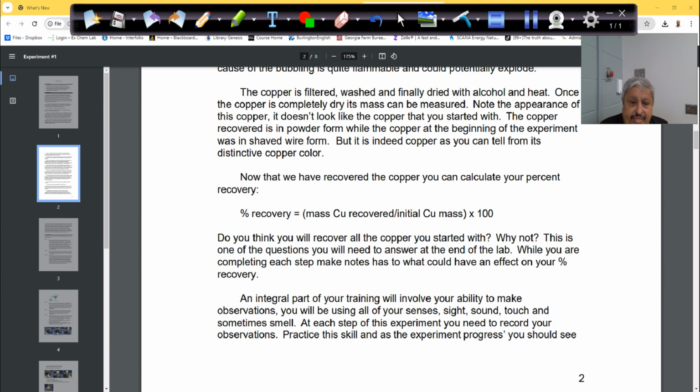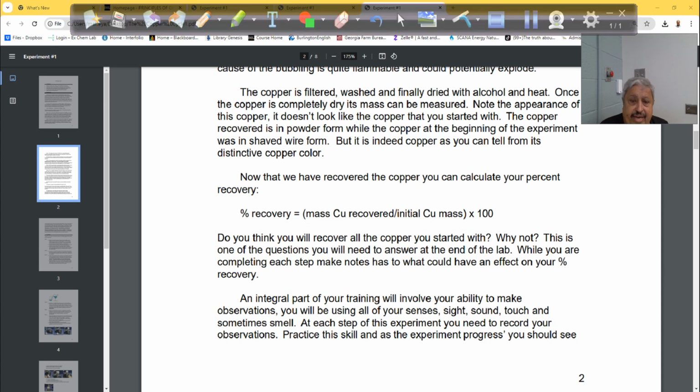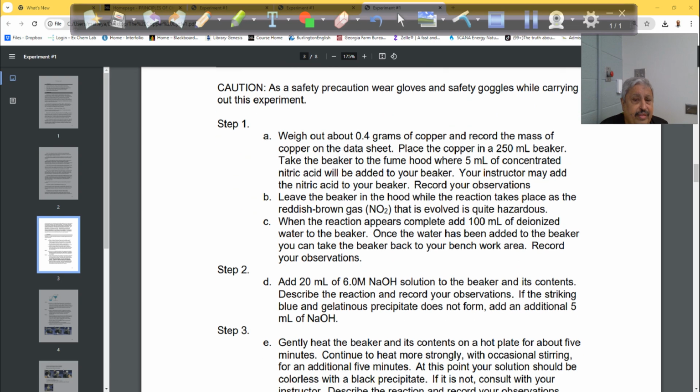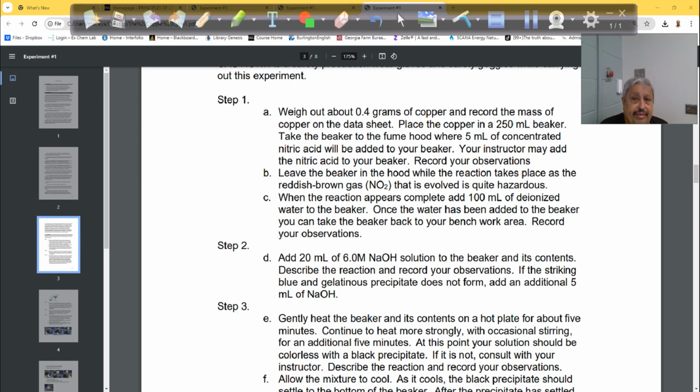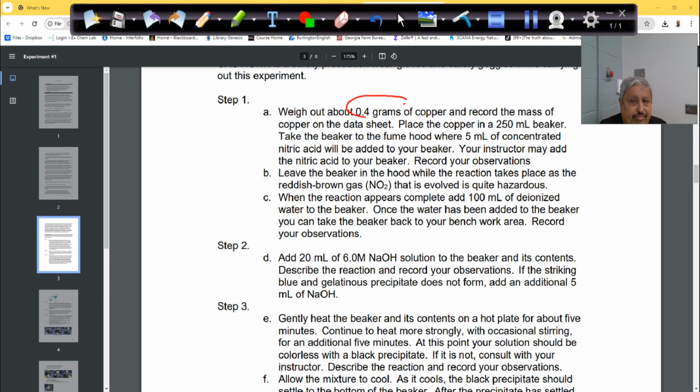So now let's go look at the procedure here, guys. Procedure is straightforward. So step 1, you will weigh just quick. You weigh about, as I told you, 0.4 grams of copper pieces, and you put them in a 250 mL beaker here, and you put first 5 mL of concentrated nitric acid, and you record your observation.